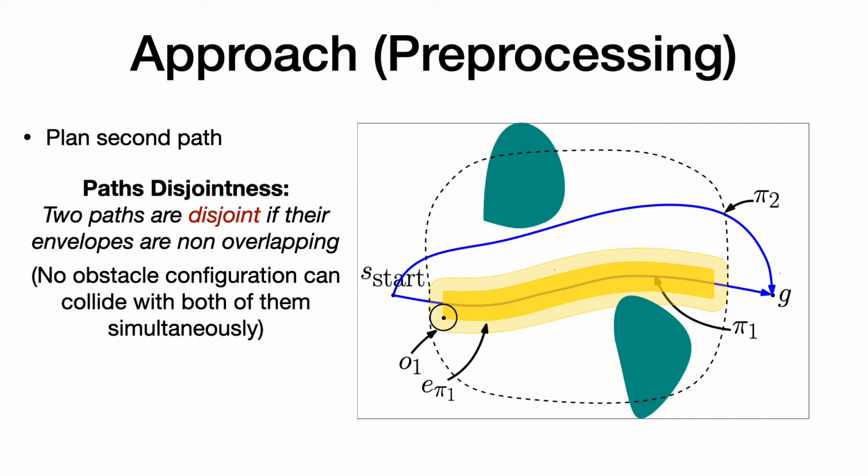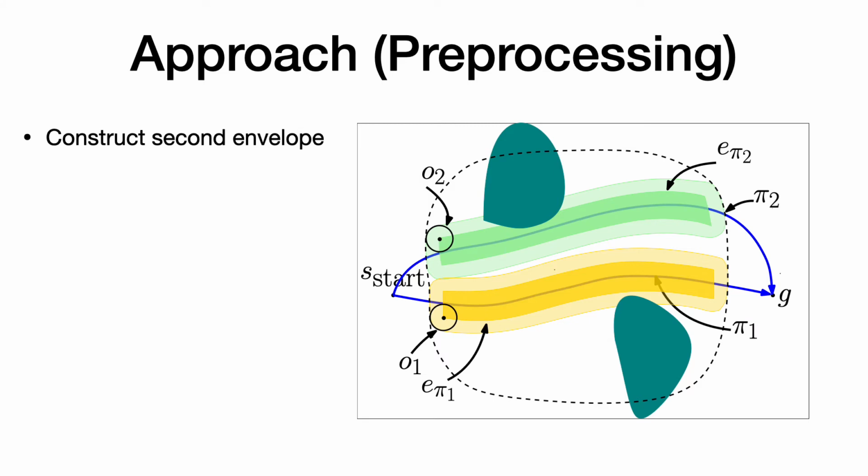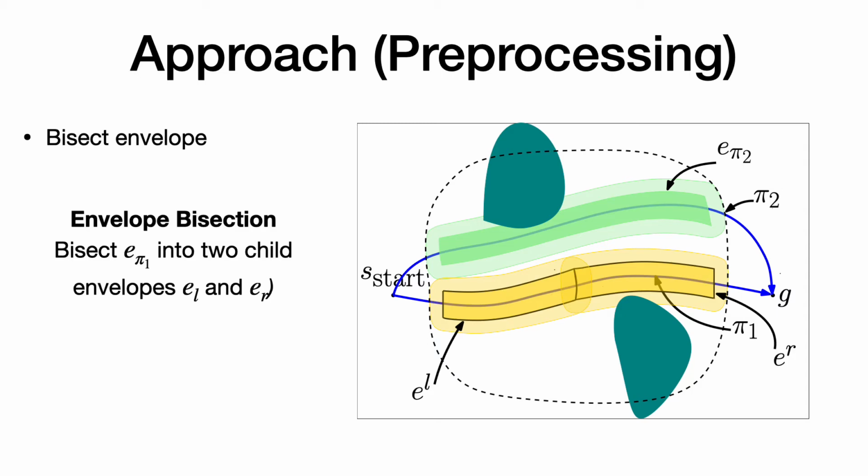Next, to account for O2, APP needs a third disjoint path. To do so, it constructs envelope e pi 2 around the path pi 2 and attempts to find the third disjoint path by avoiding the two envelopes, but it fails because the path does not exist. To ensure completeness, APP needs to compute additional paths. At this point, it bisects one of the envelopes into two child envelopes ER and EL.